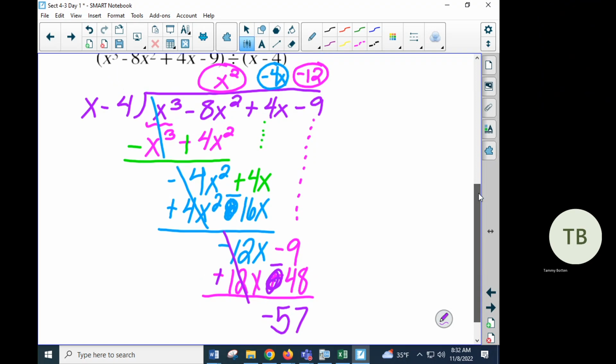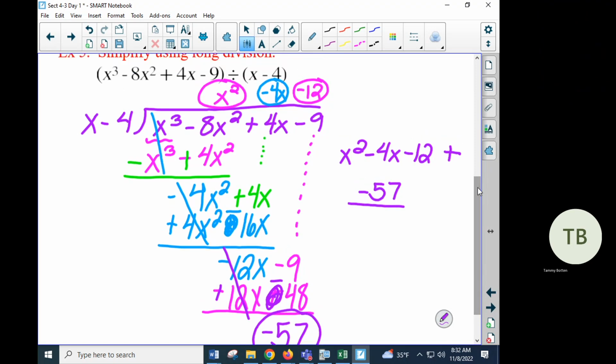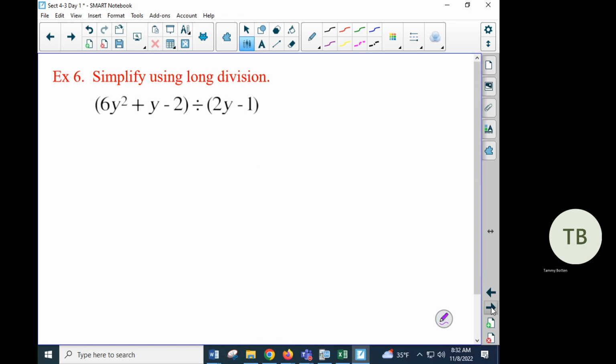Okay. And when you write your answer, it's always going to be this, which is x squared minus 4x minus 12 plus your remainder, which is negative 57 over whatever you're dividing by, which is x minus 4. So you write this, and remember you have to have a plus or minus between each one, plus the remainder over what you divided by. This whole thing is your answer. Okay. So let's try another one like this.